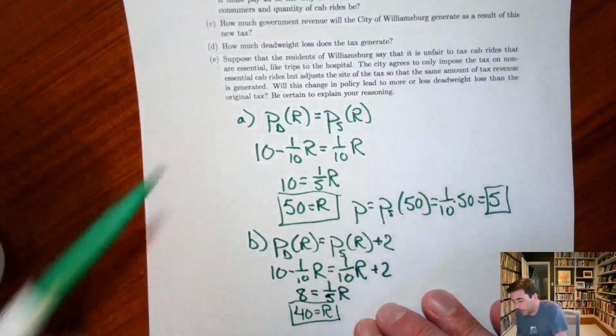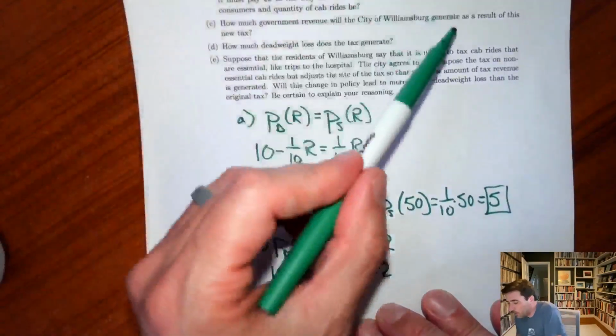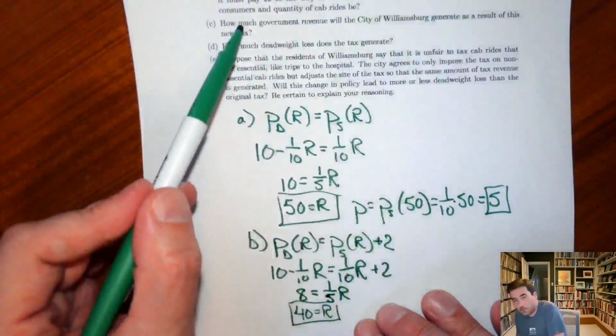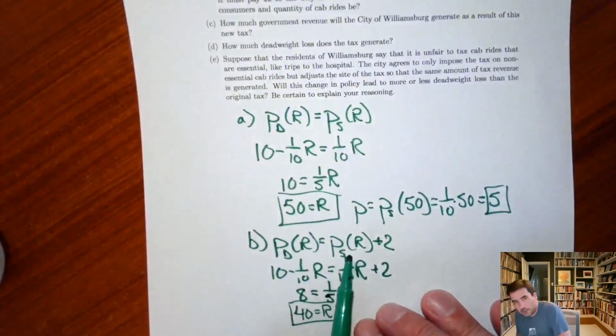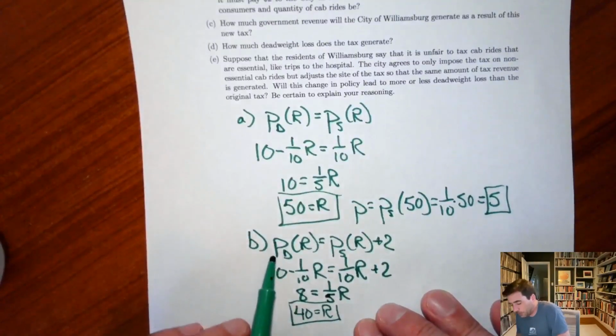Now, here's where I have to be a little bit careful. The question wanted to know what's the new equilibrium price charged to consumers, right? And so if I plugged 40 back into the inverse supply function, that's the price that sellers get net of the taxes. That's not what the question is asking for. They're asking for what are consumers paying.